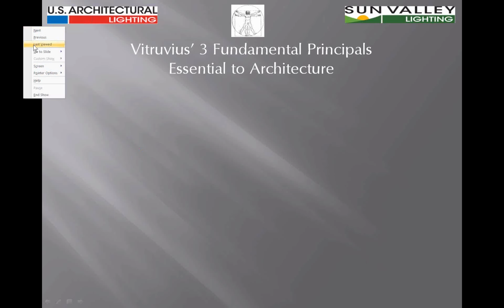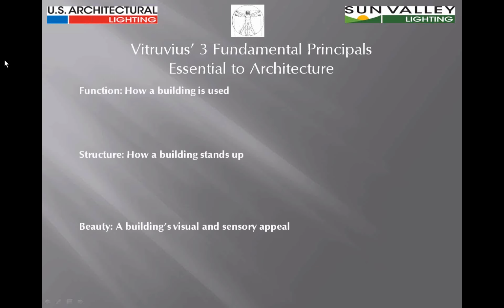Now, the name Vitruvius may sound familiar to you, and that's because he's the one who's responsible for Da Vinci's Vitruvian Man, the picture of the human body within the circle showing the proportion of the arms and the legs and the body, etc. Vitruvius made this comment in relationship to the fundamentals of good architecture. Function, structure, and beauty were the 3 elements.